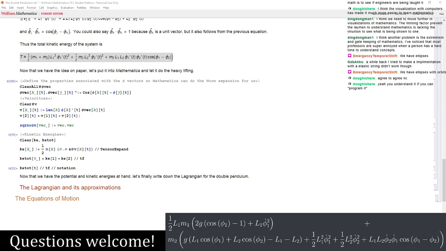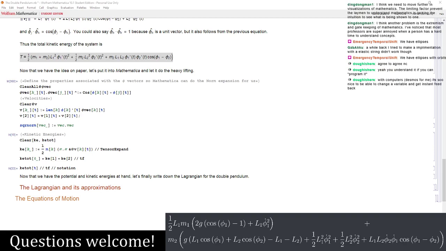Okay, so ding dong says, I think we need to move further in visualizations of mathematics. The limiting factor to prevent the layman to understand mathematics is lacking the intuition to see what is being shown to one. Yep. I agree.